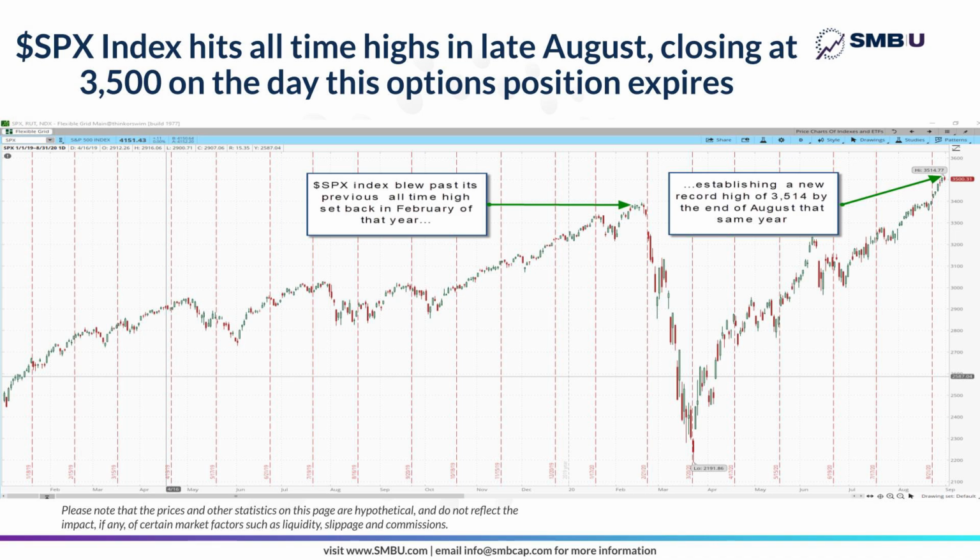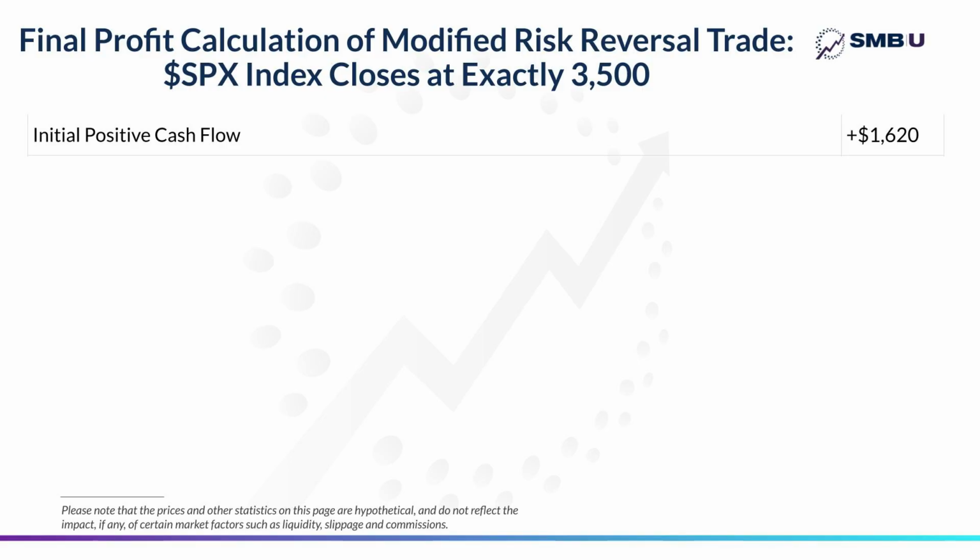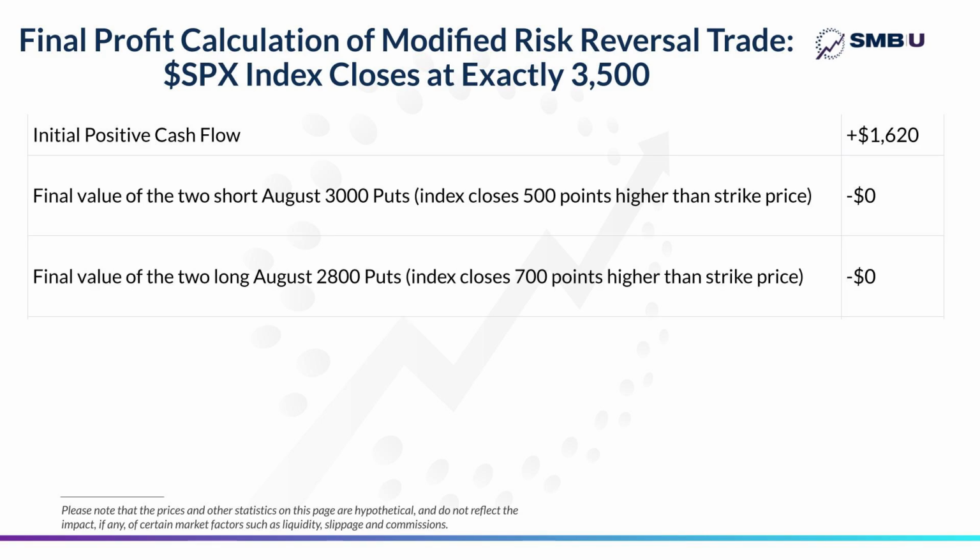And so now we're in a position to put a final value on each of our options, and that's actually going to be pretty easy, as you'll see. So let's start by remembering that we received that $16.20 up front. And as you can see, the two put positions, the two short puts at 3,000 and the two long puts at 2,800, both expired worthless because the index closed far, far above their strike prices, and they only pay off if the market closes below their strike prices. So both of those puts have no value, obviously.